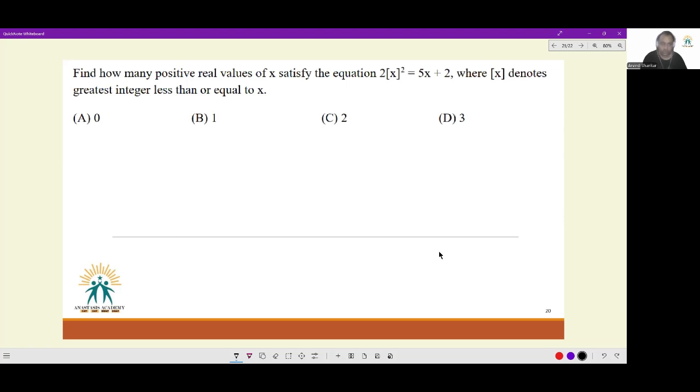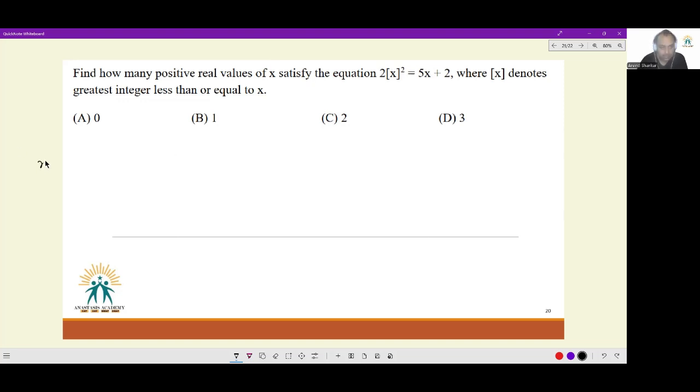Okay, last question now. Find how many positive real values of x satisfy the equation 2 times x square plus 5x plus 2, where the bracket around x denotes the greatest integer less than or equal to x. Now, this is more about notation formation.